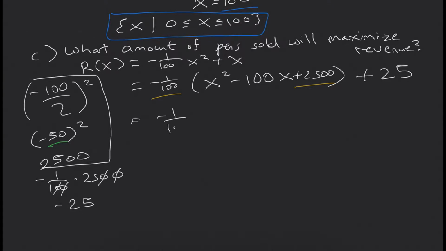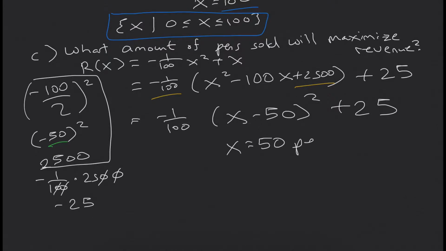And let's see here. So, okay, now I can go ahead and factor. I have my X minus 50 quantity squared plus 25. Part C here wanted to know what amount of pens sold will maximize revenue. Well, the amount of pens, that was related to the X value. So that's going to give me X equals 50 pens there, or whatever the units were. Let's say it was just individual pens.